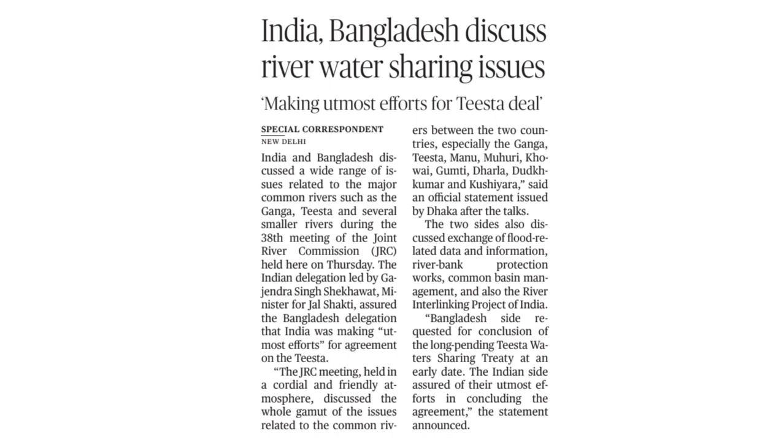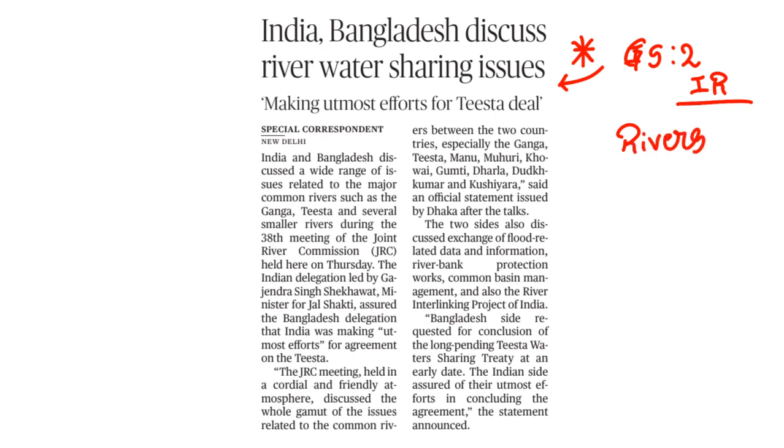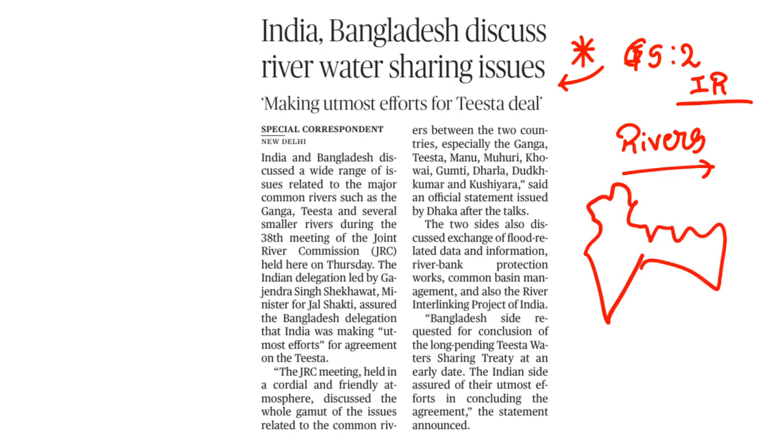This is an important article regarding river water sharing between India and Bangladesh. The article is very important from the GS 2 international relations perspective, clear? See, for every country there might be chances of rivers flowing from one country to the other. Let's take India and Bangladesh. India holds the border, right? This is the rough draft. Think this is India and think this is Bangladesh.